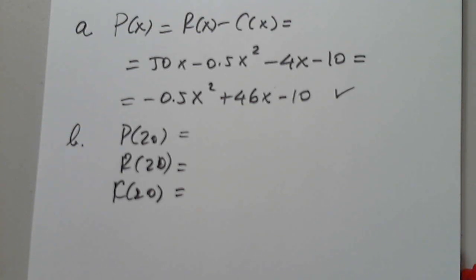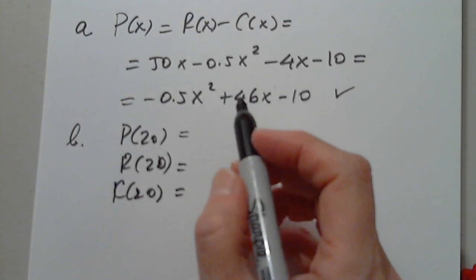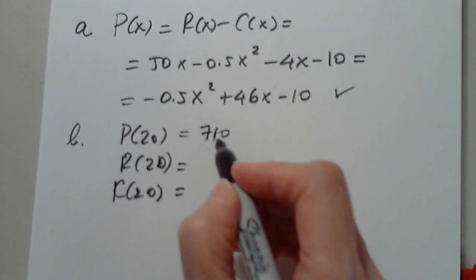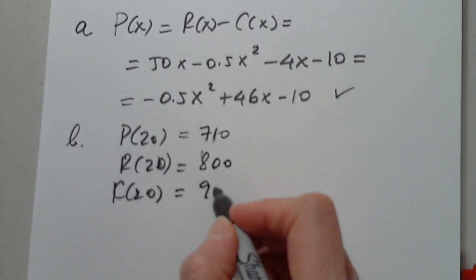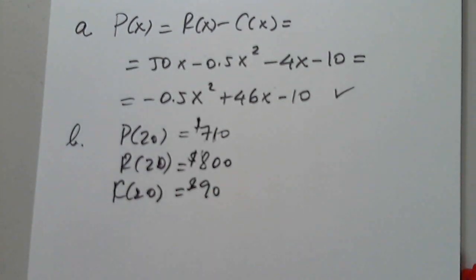Why do I do this? 4x plus 10. Let me check, make sure I plugged in everything. 50, yes, yes, yes, correct. So look what happens when I plug in 20, I get all three numbers at the same time. So the first one is 710. The second one is 800. And the last one is 90. Good.